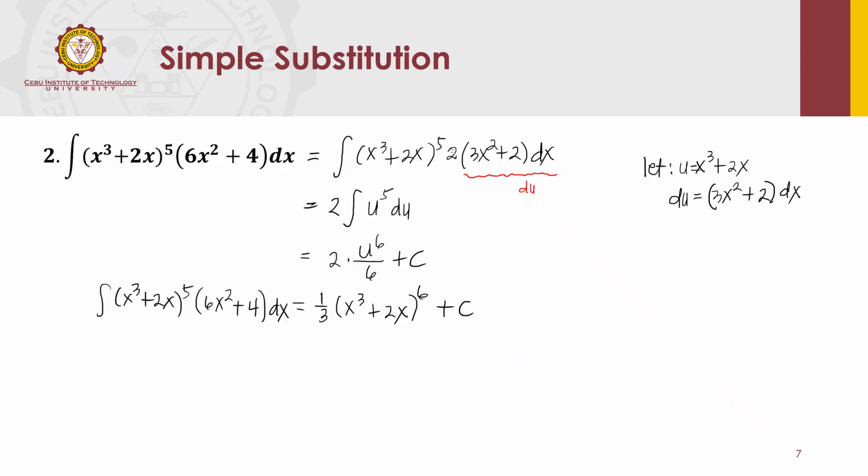So it's okay to have a final answer in the form x cubed plus 2x. You don't need to expand the binomial. So the purpose of using simple substitution is to make the integration process more efficient, faster and more accurate, in finding the value of the indefinite integral.